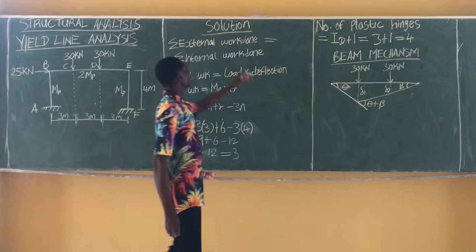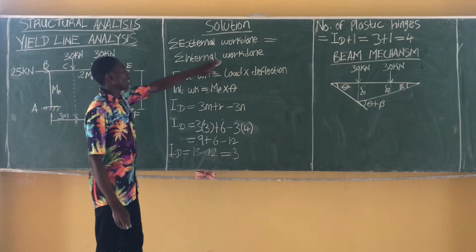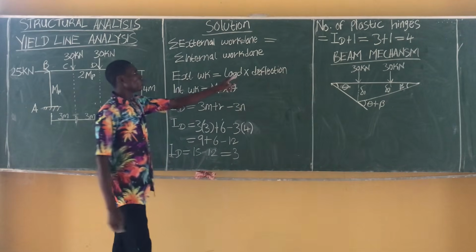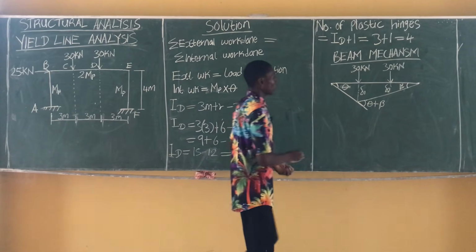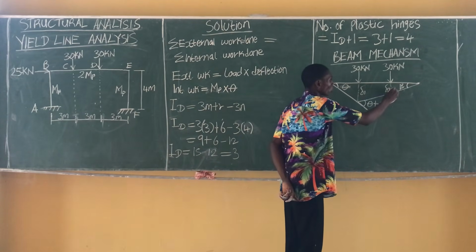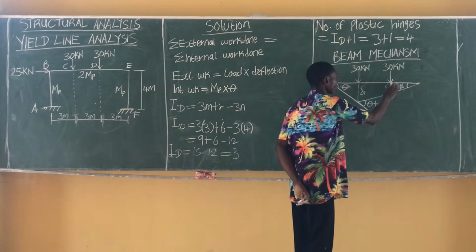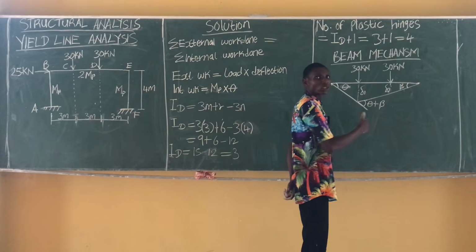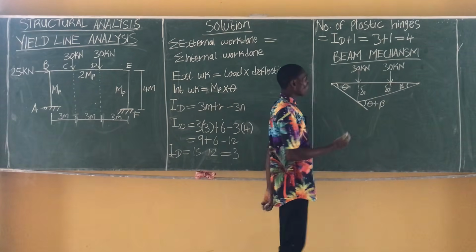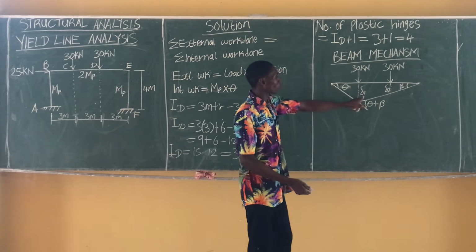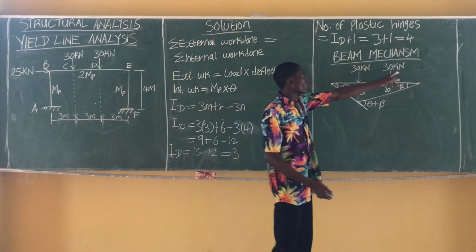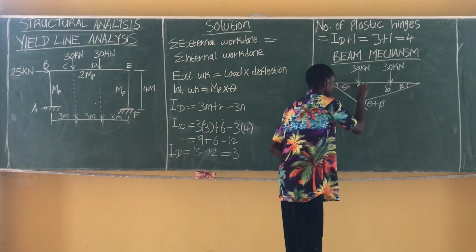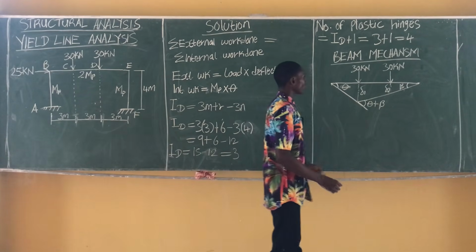Now, remember, we want to get our external work done and our internal work done. What is external work done? It is simply load times deflection. How do we get the external work done on this beam mechanism? It's simply the several loads multiplied by the deflection. Hence, external work done is simply 30 kilonewton multiplied by this deflection plus 30 kilonewton multiplied by this deflection. Our task now becomes to find the expression for this deflection.